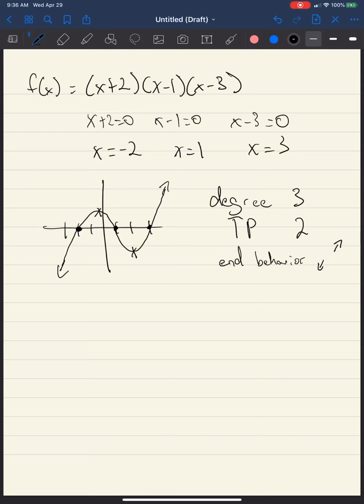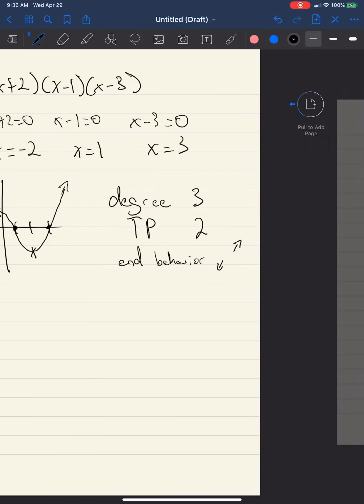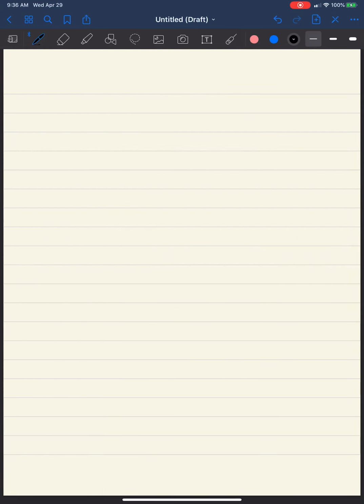Same thing like last time. If you really wanted to, you could find the y-intercept here. But again, this is just a sketch. We're just here for the idea. So if any math teacher had this problem, and you showed them this sketch, they'd be like, yeah, that looks pretty good. So let's do one last example.